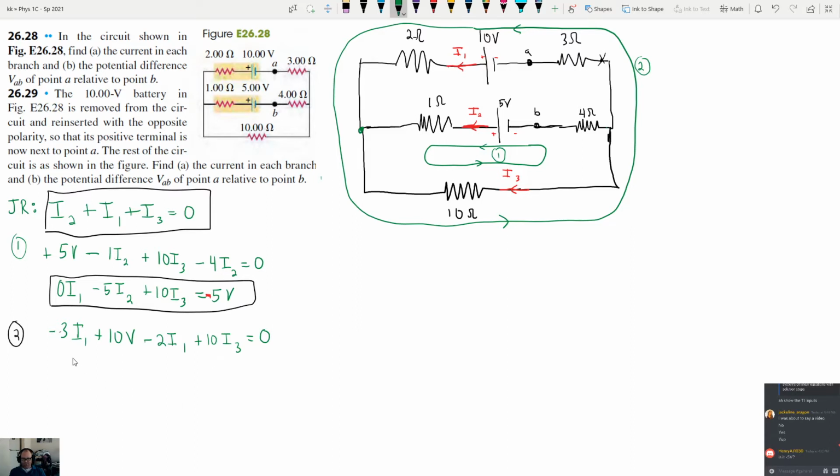All right. Let's rewrite it. So we have negative 3i1. Oh, there's also a negative 2i1, so it should be negative 5i1. Do you see what I mean?